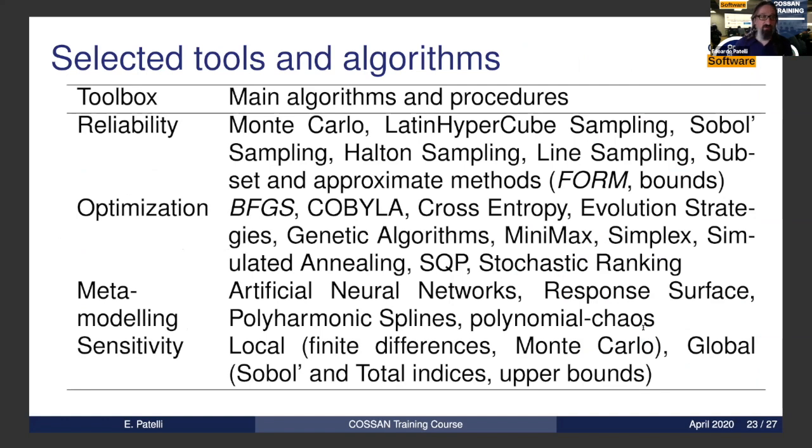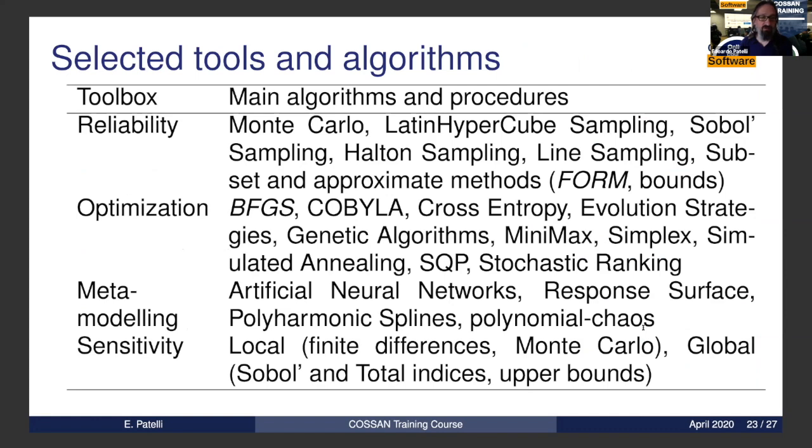Here I provided an overview of the tools and algorithms that are available in Cossan-X. For the reliability analysis, we have access, of course, to Monte Carlo simulation, but also more advanced sampling techniques like Latin hypercube, Sobol, and Halton sampling. These are quasi-Monte Carlo techniques, but also much more advanced and efficient Monte Carlo methods like line sampling, subset simulation, and importance sampling. And of course, we also provide support for the first order reliability method.